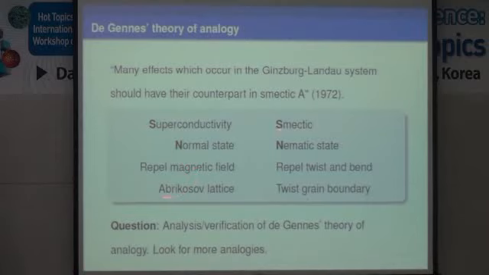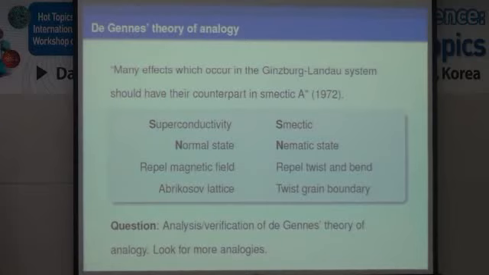When you look at the liquid crystal, you have smectic, and this is the genius part of de Gennes. He sees that smectic is a kind of counterpart of superconductors because both of them have the letter S, and nematic should be the counterpart of the normal state because both start with N. However, to me it's hard to imagine why liquid crystals repel twist and bend, but this is what he mentioned and said was important in his work. So later on people believed that the Abrikosov lattice should have a counterpart, which is the twist grain boundary.